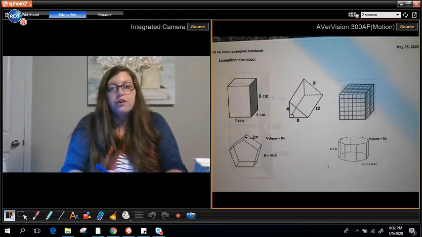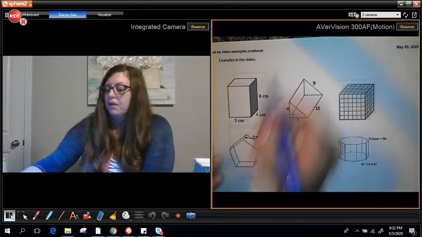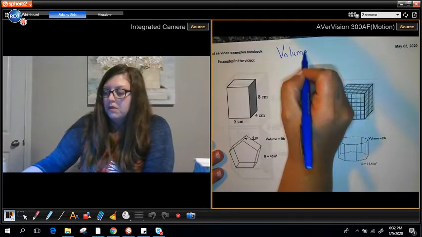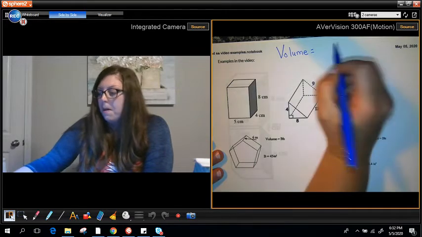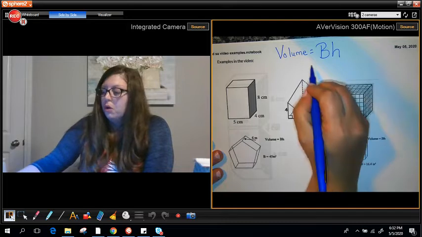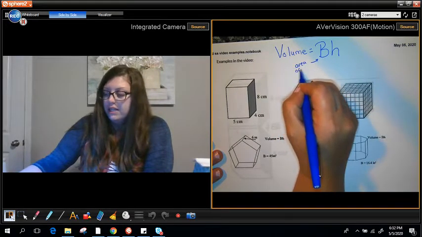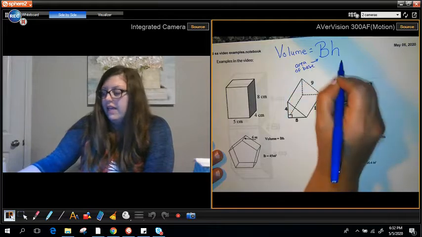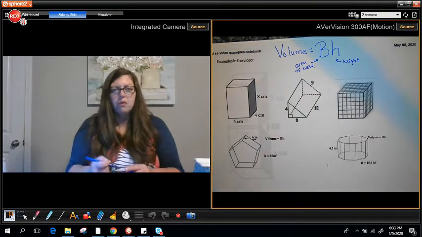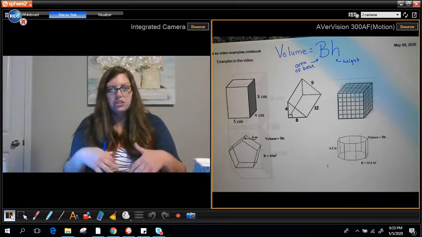So to figure that out for a prism, we use the same formula for every prism. The volume of a prism equals big B times H, where the big B stands for the area of the base and the H is the height. Now, why would we take the area of the base and times it by the height to figure out what's on the inside? How much could something hold?